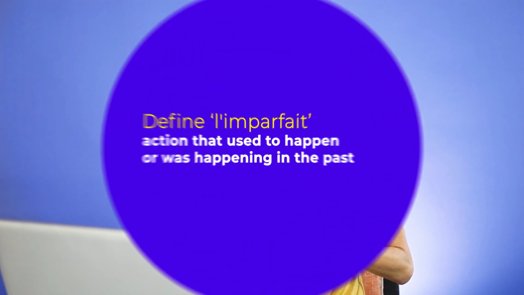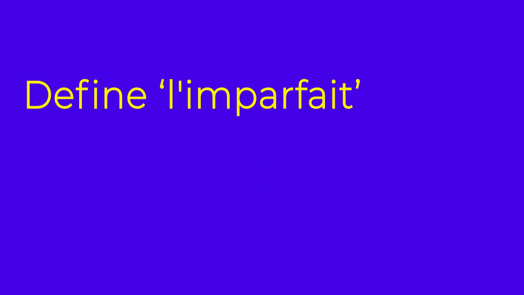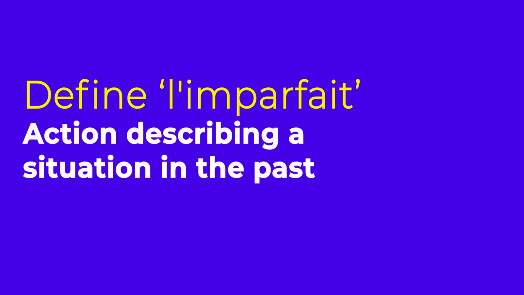How does it work? Speaking about l'imparfait is speaking about a continuous action or state which happened in the past. Said differently, this means speaking about something that used to happen or was happening in the past. We also use this tense to express or describe how things were in the past.